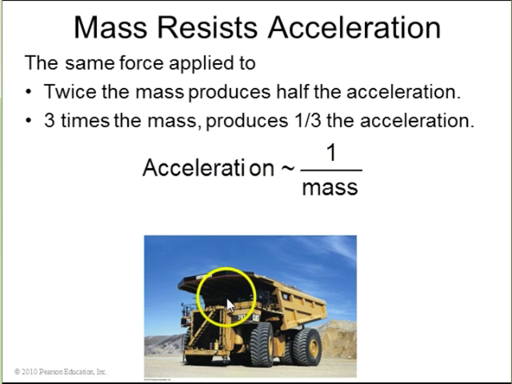If you have this big earth mover, it's 3 stories high, it's filled with dirt, okay? It doesn't matter if it's on a frictionless surface, it's difficult to accelerate this thing. You'd need a lot of force and would only pick up speed very, very slowly. That's because mass resists acceleration.